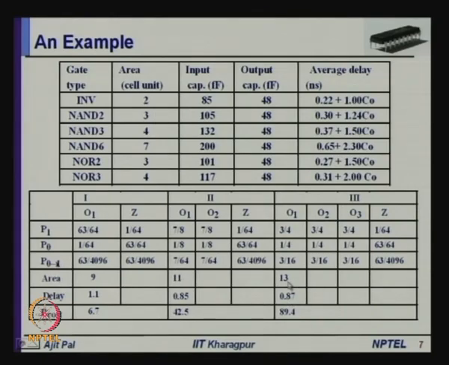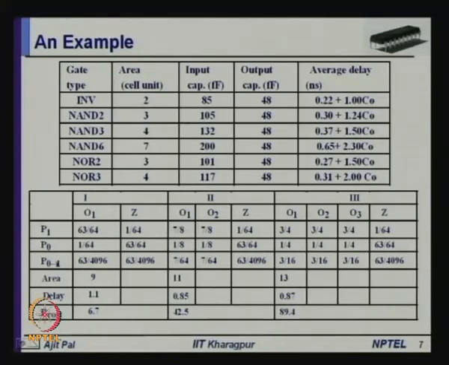Similarly, for the third case you will require 3 two input NOR gates, 3 into 3, 9, plus 1 three input NOR gate, 9 plus 4, 13 unit area, and delay is 0.87 and power dissipation cost is 82.4 for the third implementation. So, from this it is evident that although implementation 1 is area efficient, delay is more and power dissipation is less. That means, for implementation 1 dynamic power dissipation is less, area required is less, but delay is more.